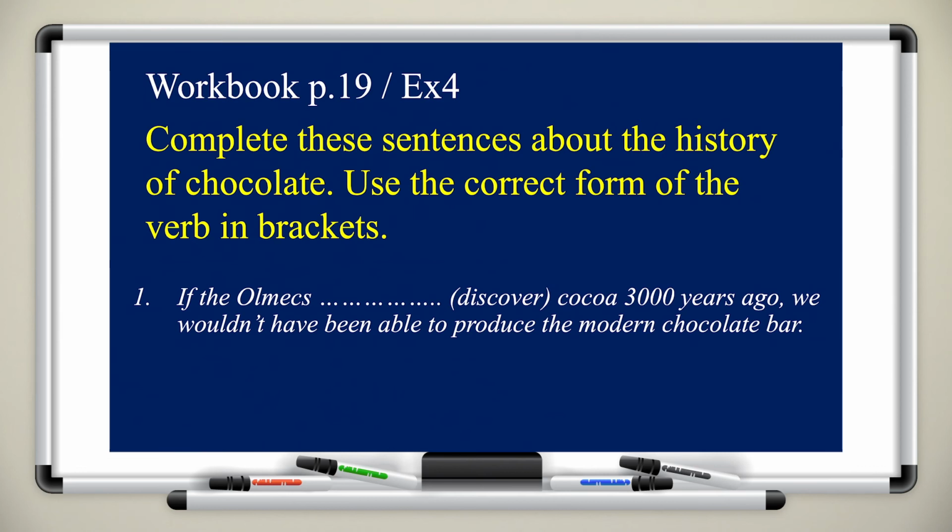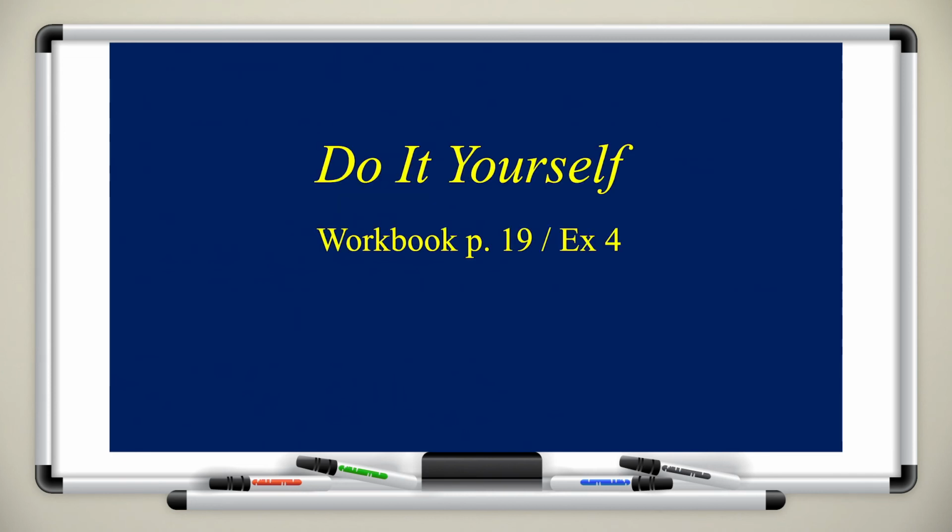If the Olmecs blank discover cocoa 3,000 years ago, we wouldn't have been able to produce the modern chocolate bar. So if they did not discover the cocoa beans, then we wouldn't have been able to make chocolate. So it becomes, if the Olmecs hadn't discovered cocoa 3,000 years ago, we wouldn't have been able to produce the modern chocolate bar. The rest of the exercise by yourself.